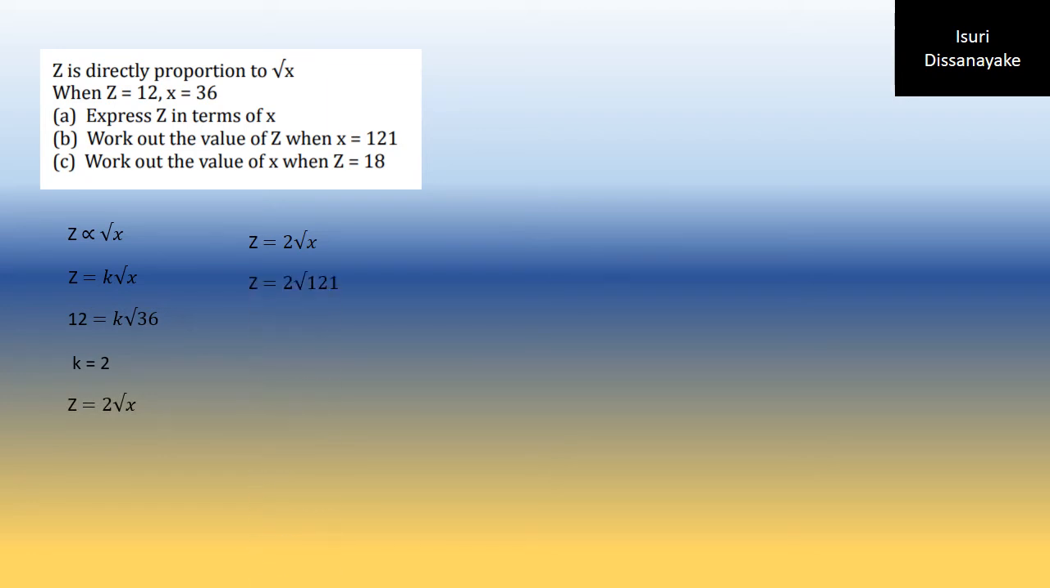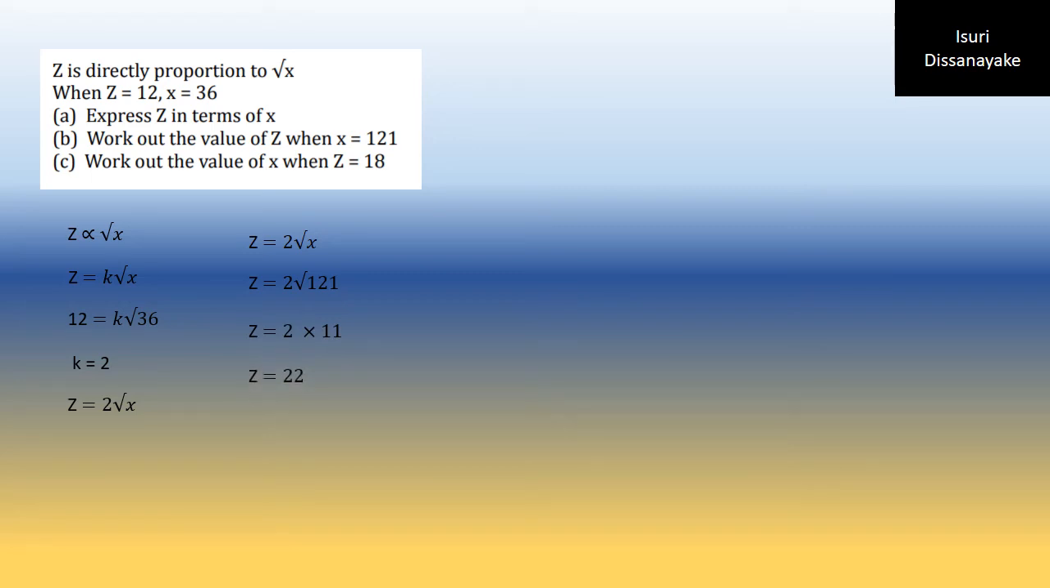Let's substitute the values now. They say when x is equal to 121, so the square root of 121 is 11. 11 times 2 is 22. So z is equal to 22.